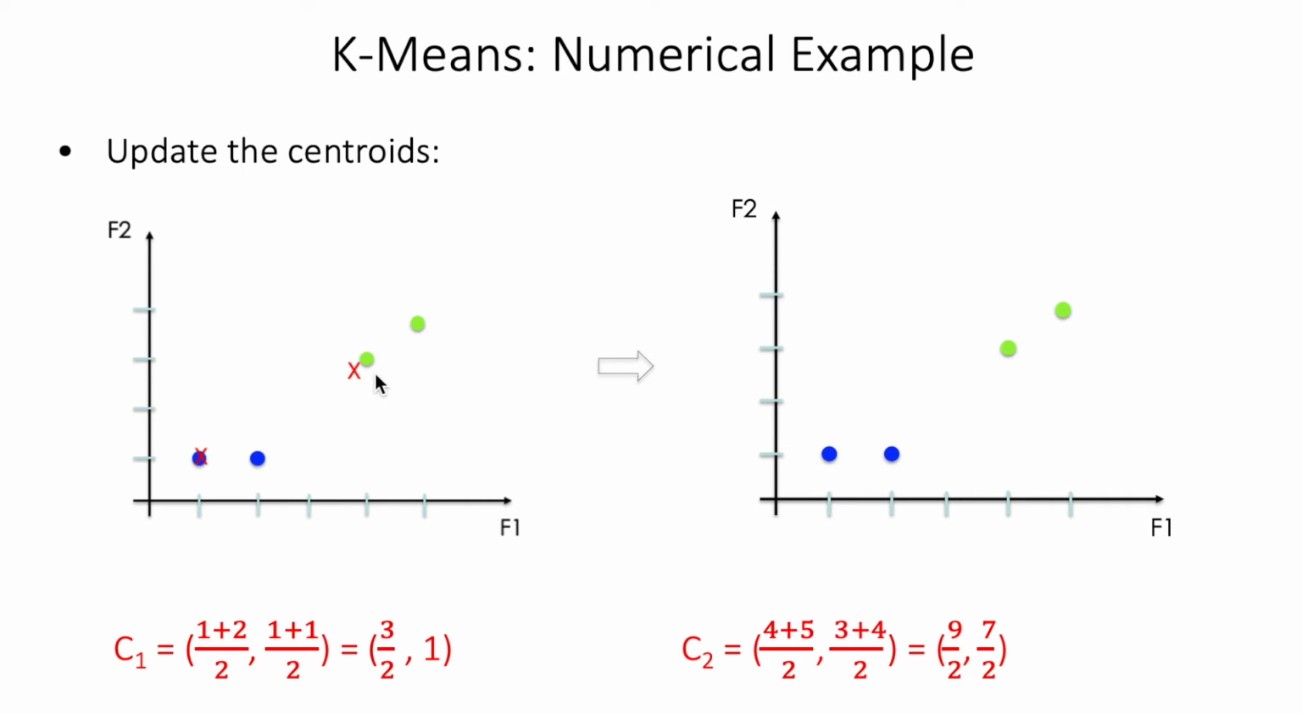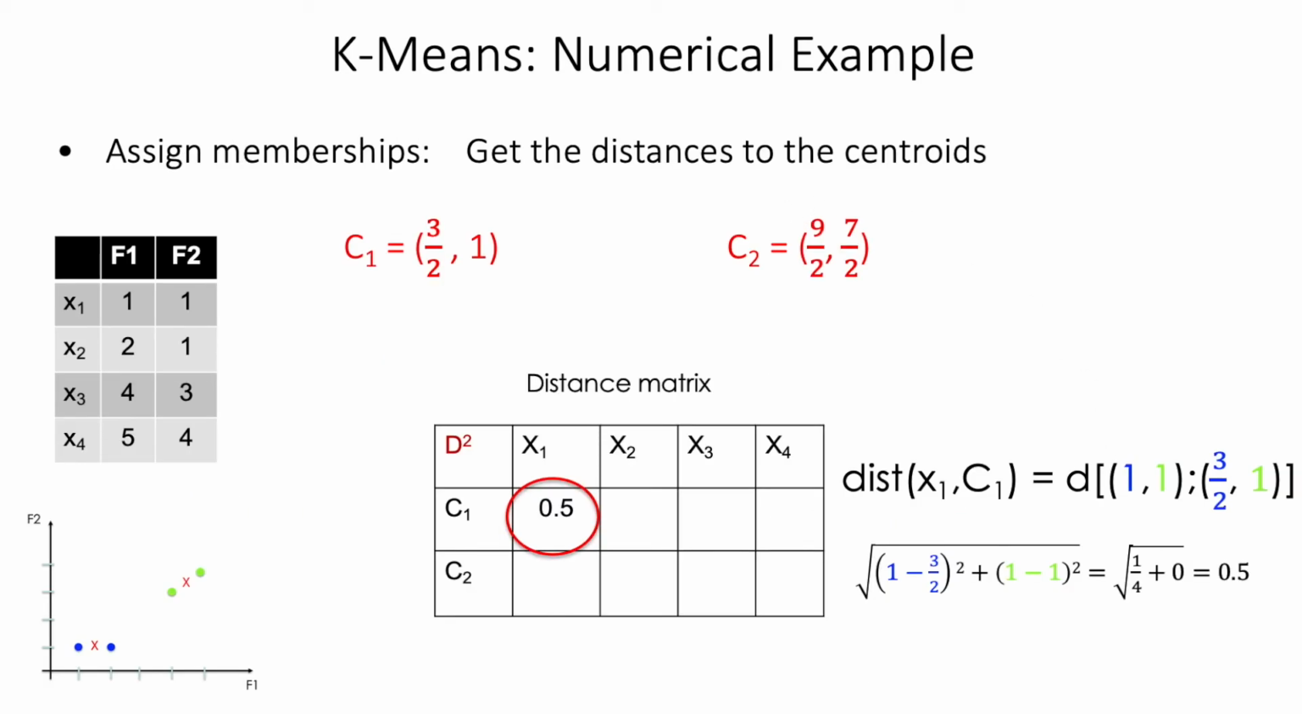We need to sum these 2 green points. First in the F1 axis would be 4 plus 5 divided by 2, and then in the F2 axis is going to be 3 plus 4 divided by 2, and we get this result. So given this new result, we can see visually here the centers, and the centroids now are better representatives of each of the groups. Okay, so now we have new centroids, and we need to reassign the memberships.